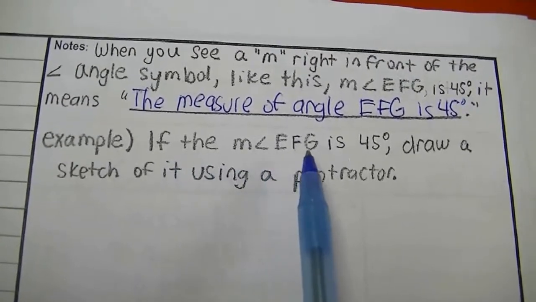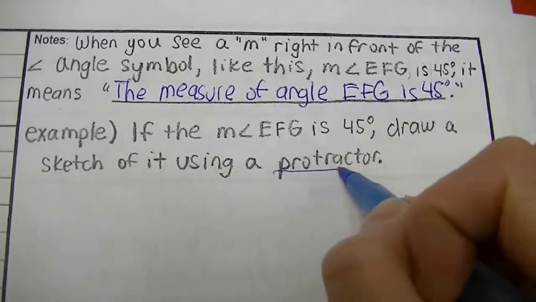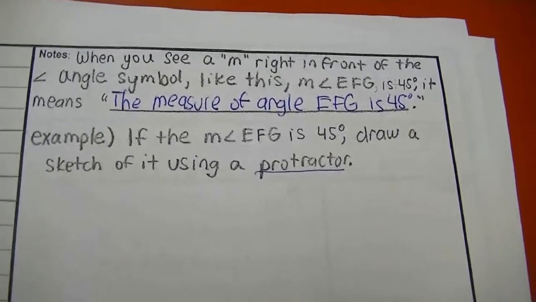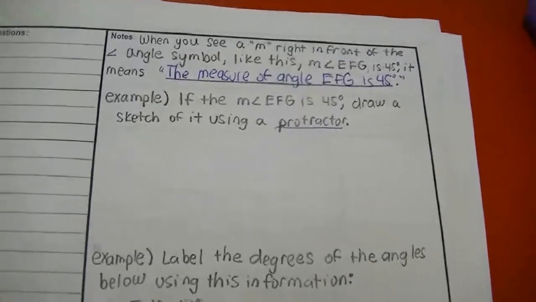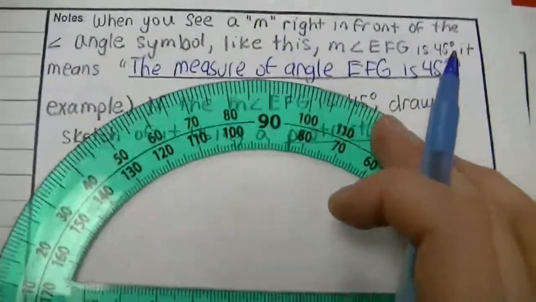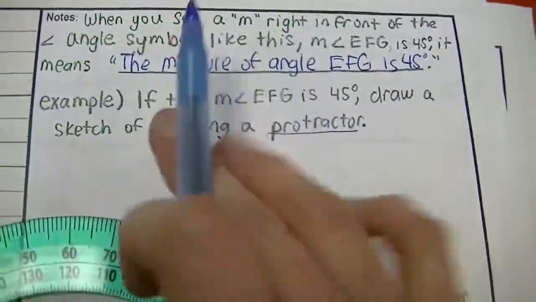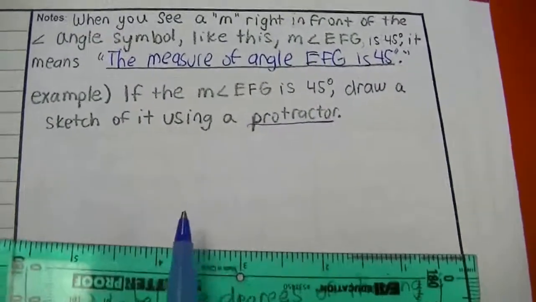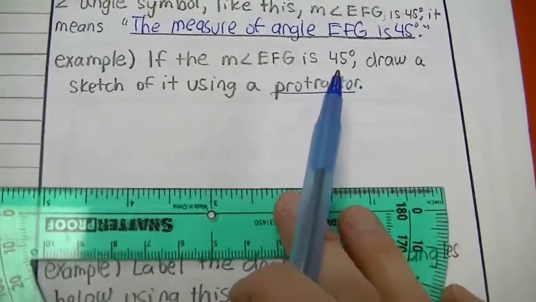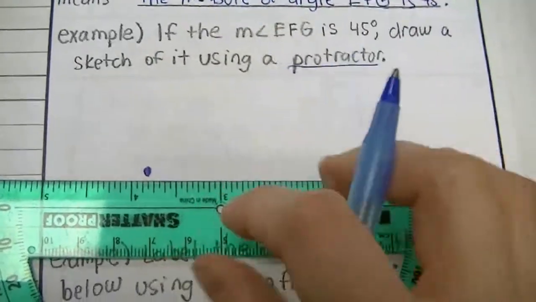If the measurement of angle EFG is 45 degrees, draw a sketch of it using a protractor. A protractor is a tool that helps you measure angles, and here's what it looks like right here. I'm going to show you how to use the protractor. Start by drawing a ray, and for the sake of this example, let's draw the endpoint right there, the starting point.